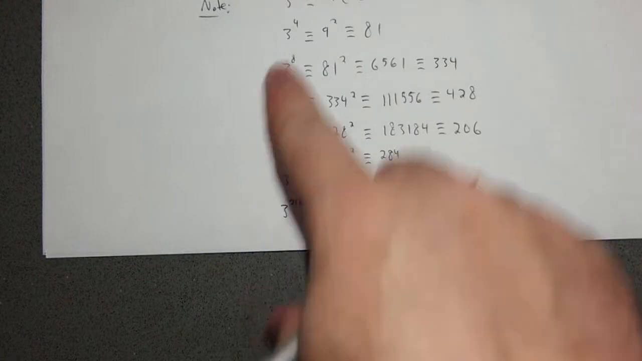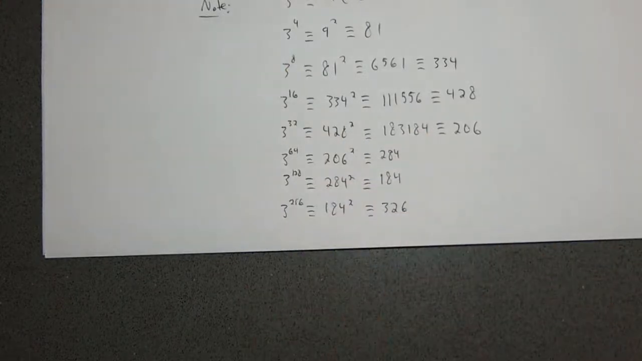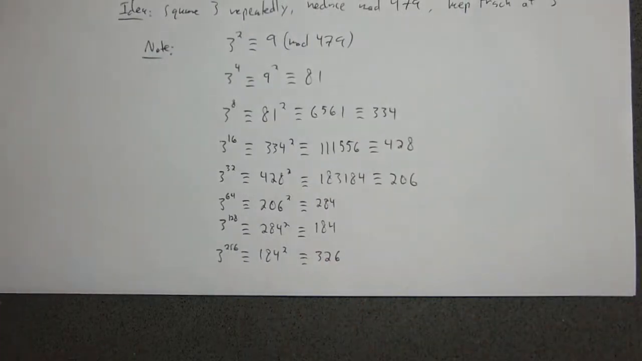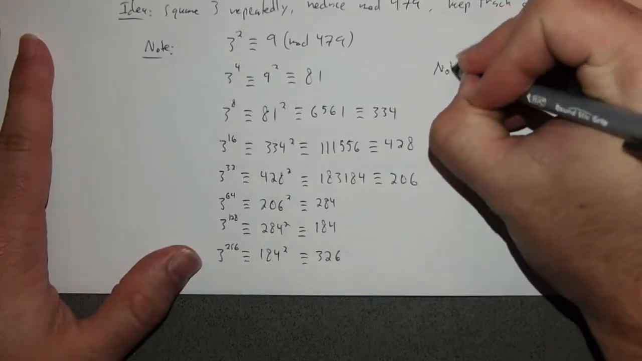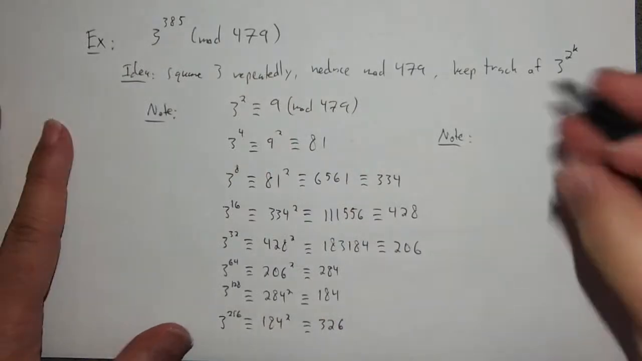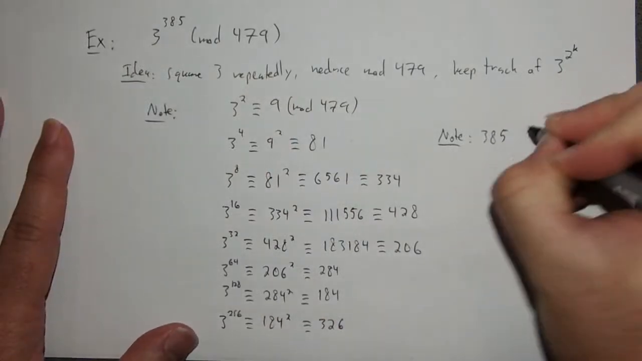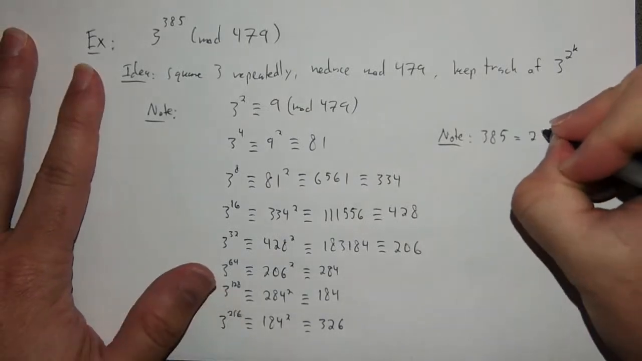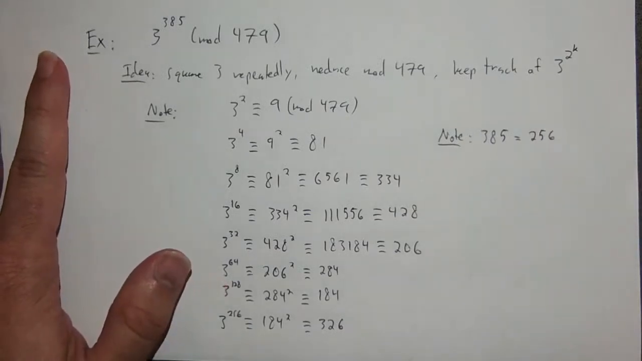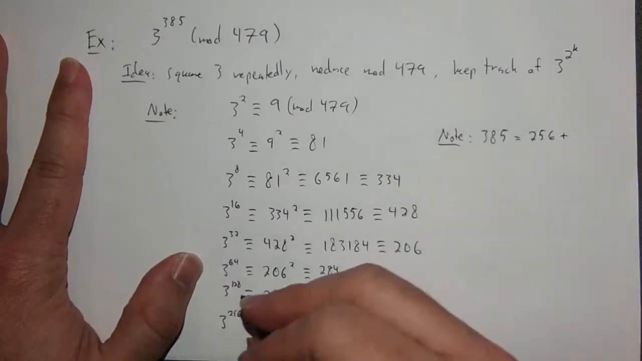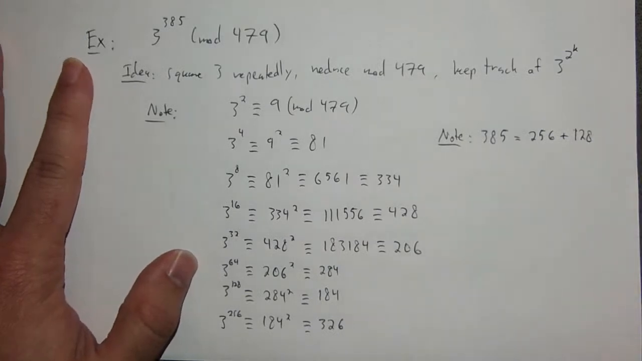So what am I doing, and how do I know when to stop? To see what I hope to accomplish by doing this, note that my exponent, 385, can be expressed as 256 plus 128 plus 1.